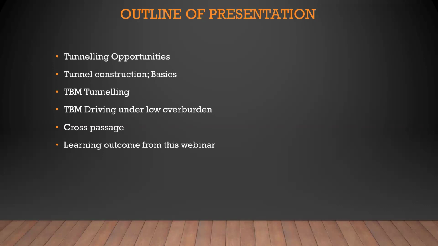The Lucknow Metro is located in Uttar Pradesh, the biggest state of India. In Lucknow, there is a river called the Gomti River, which passes across the city. The total length of the river is 960 kilometers. If we talk about the geological condition, mainly silty clay and silty sand are sedimented over the soil strata. First of all, we look at the outline of the presentation.